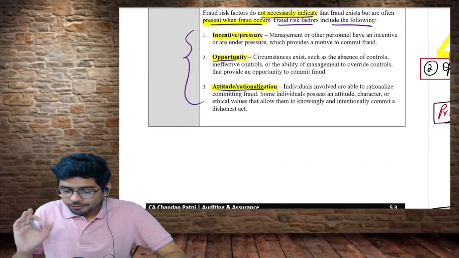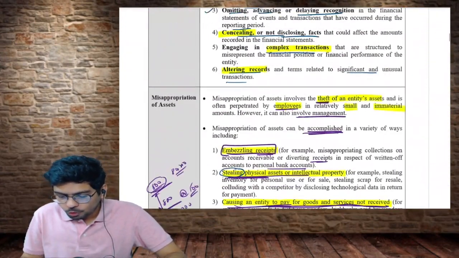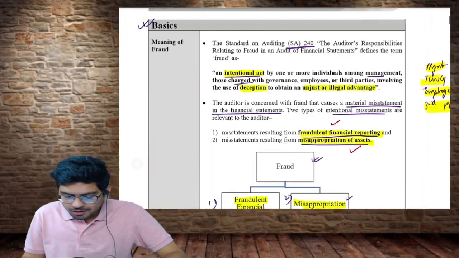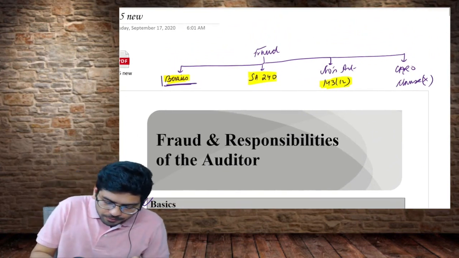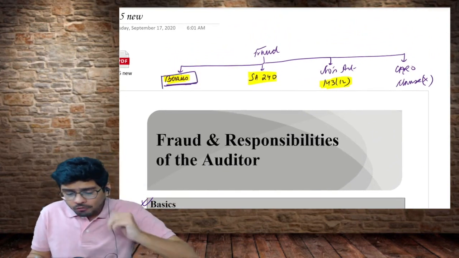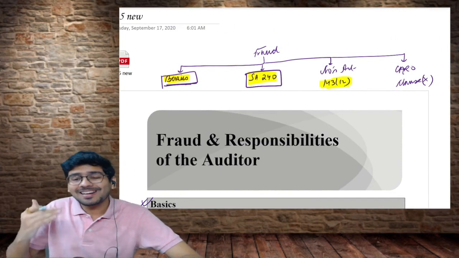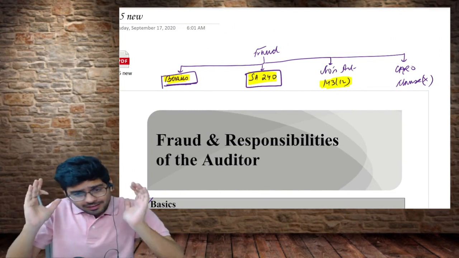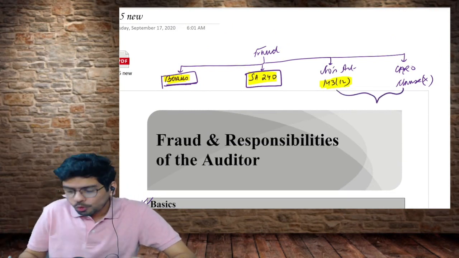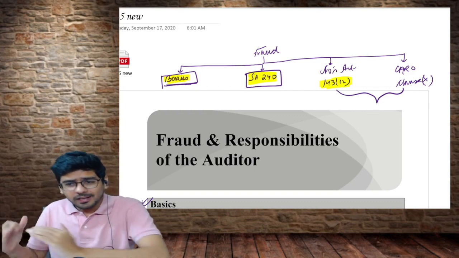In case of fraud, we have got 4 topics to cover, 4 major heads to cover. And what are the heads? We need to cover the basics, which we have already done. Now we are going to start with SA 240. But let me tell you again, guys, that with respect to fraud, we have certain more topics which we are going to cover in the later chapters.